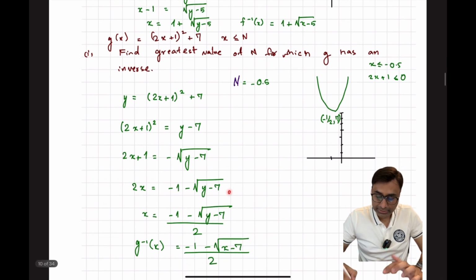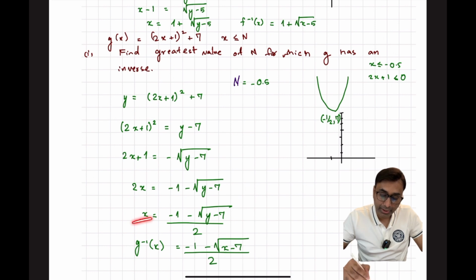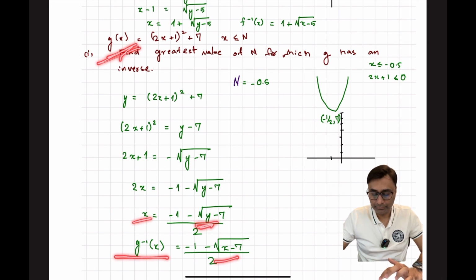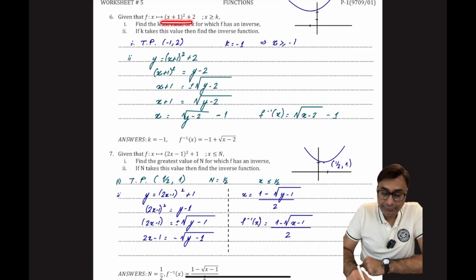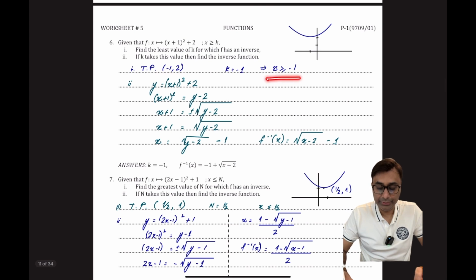And once you pick that sign, obviously from that point onwards, it's straightforward working. You may still continue to make x the subject, and then finally you replace x by the inverse function, which is in this case g inverse x, and you replace y by x always. So for this function, the turning point is minus 1 and 2, and hence x has to be greater than or equal to minus 1.